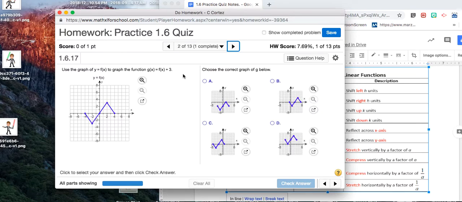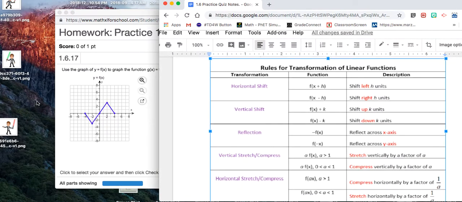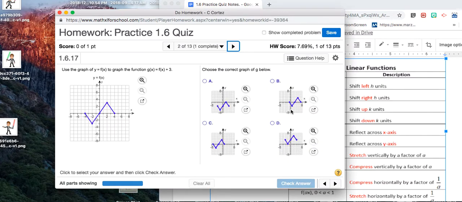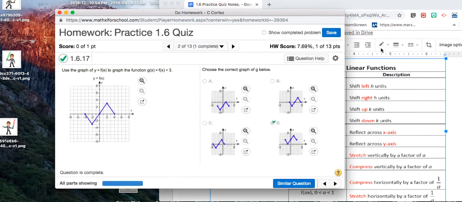Next one's a vertical shift by 3 units. As we see here on the outline, we're adding 3. So it's as if we're taking this blue line, bumping that up 3 units, move on.